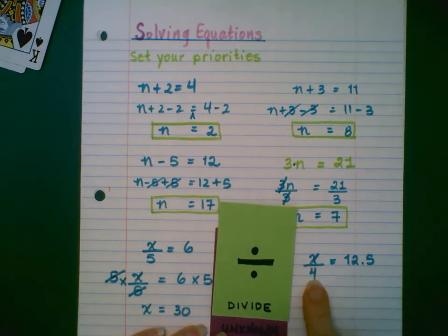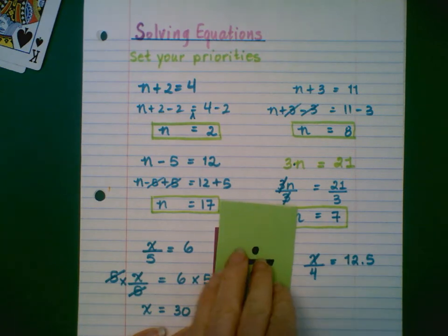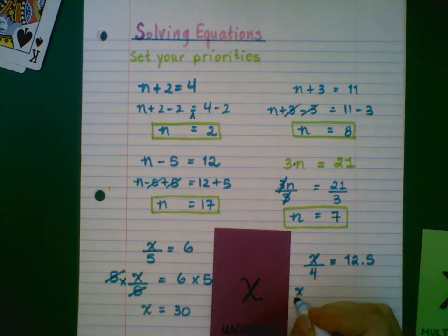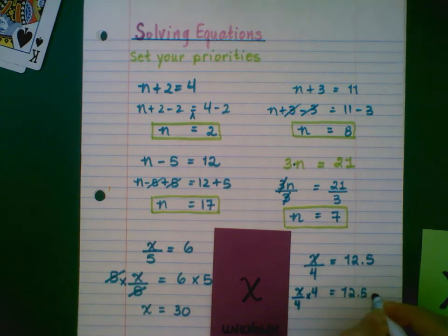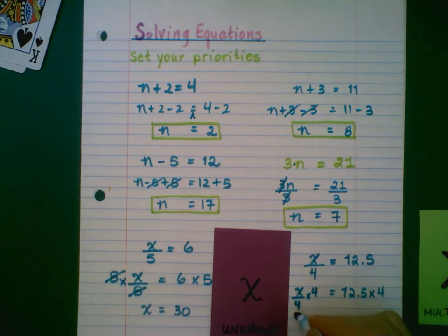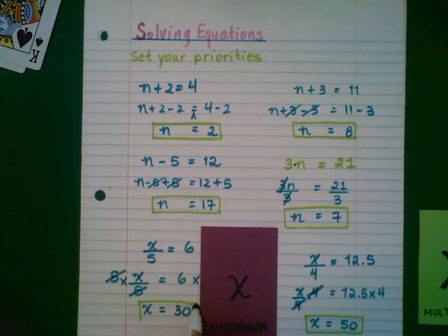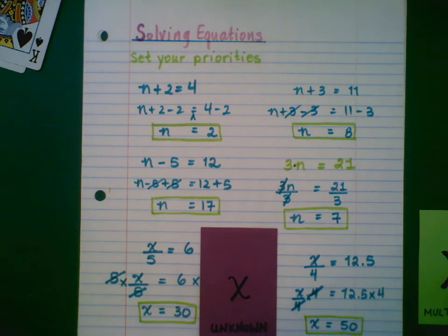So in order to isolate for the x, I have to get rid of this division by 4. So I'm going to multiply. So x divided by 4 times 4 is 12.5 times 4. So I've put that multiplication on both sides. Cancel, cancel, which is why we did that. And I'm left with x on the left and 12.5 times 4, which is 50, on the right. And that is how you solve one-step equations using the priority of operations.